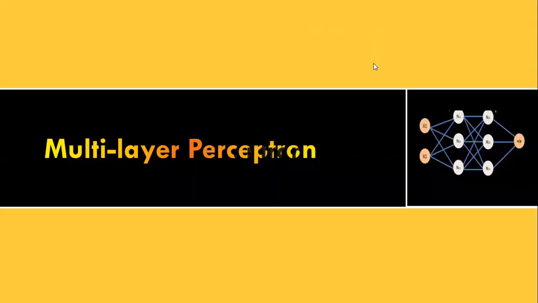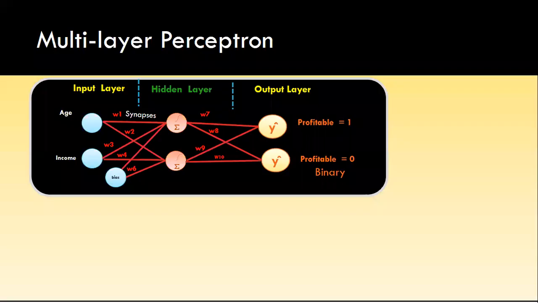Next, we will start by understanding the multi-layer perceptron. If you look at this diagram here, we could see that the neural network consists of three layers. The first layer and the last layer are pretty straightforward. These are the input and output layers. But the middle one is the hidden layer.